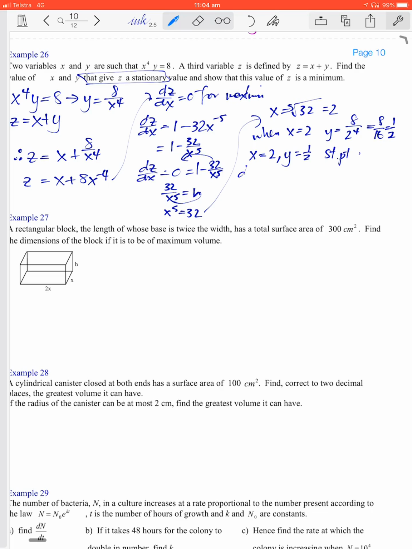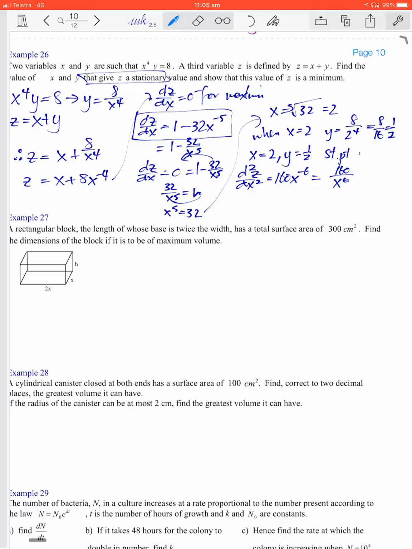So let's find d squared z dx squared. If I derive dz dx, we get 0. Minus 5 times minus 32 is 160. And then we get x to the negative 6, which is 160 on x to the 6.